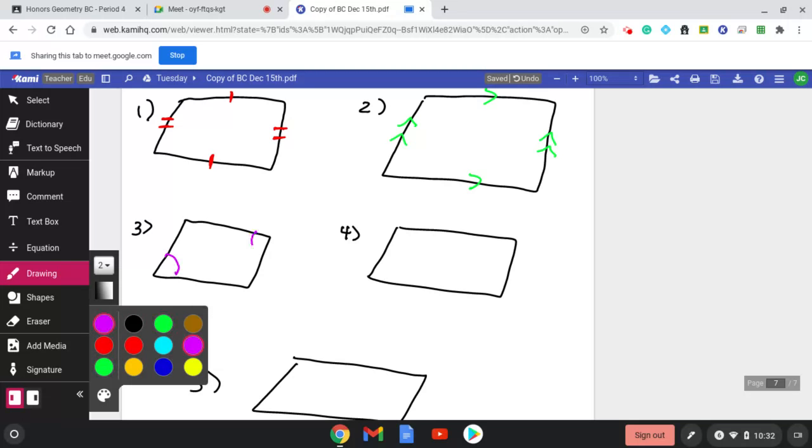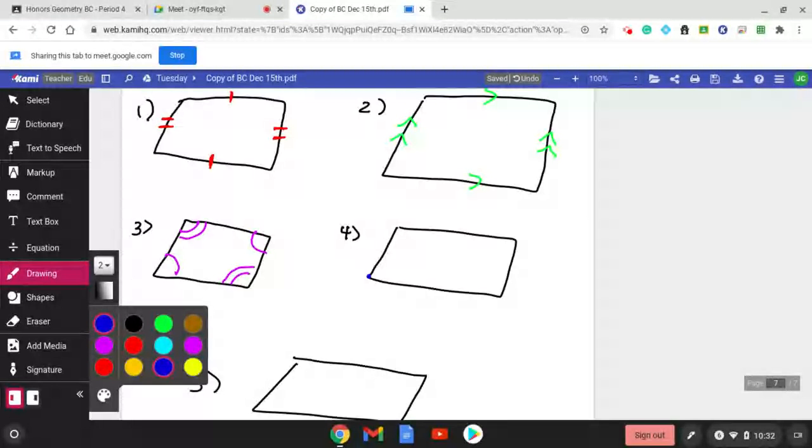opposite angles congruent. Now, here's the important thing about this one. You need both pairs of opposite angles congruent. One pair won't cut it. You need both pairs congruent. That gives you a parallelogram.